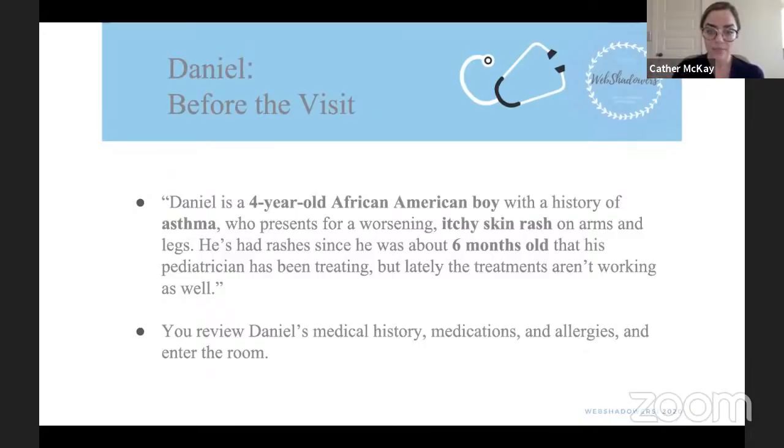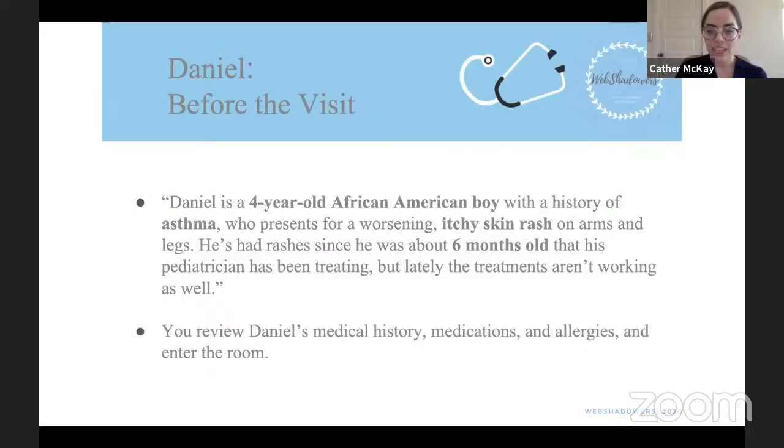So he has a history of asthma. That tells you a lot. We'll talk about something called atopy, but asthma, allergies, eczema, all that often run hand in hand in the same patient or in families.